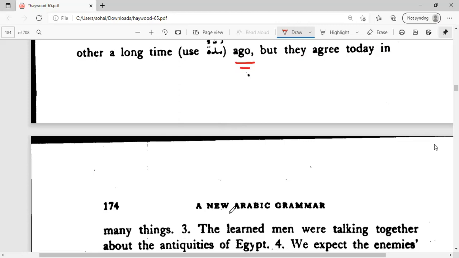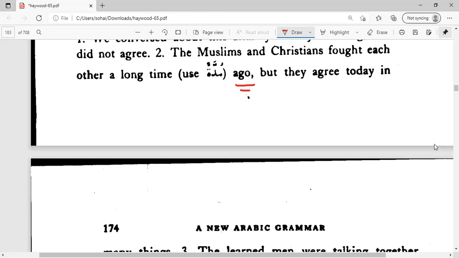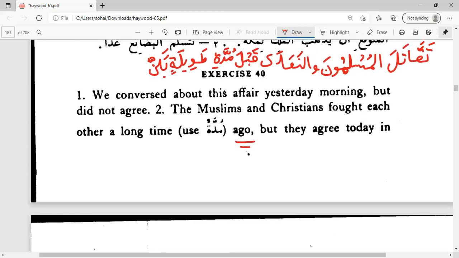Yeah, so they agree. So tawafaqa, yatawafaqu with waw and noon. I can't completely conjugate it. Yes. Lakin, third person plural. They agree today. Al-yawma fi shay'in kasirin. Fi shay'in is singular. Ashya. Yeah. But here it says many. Okay, ashya'in. Fi ashya'in kasiratin.